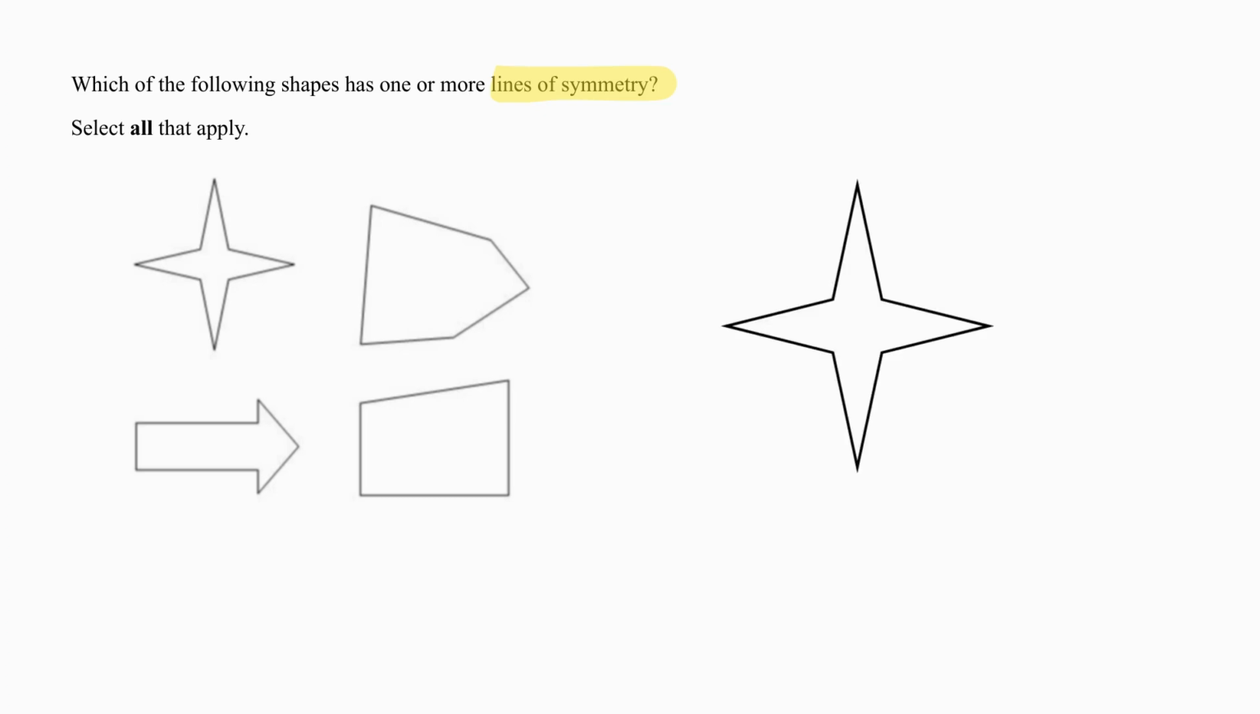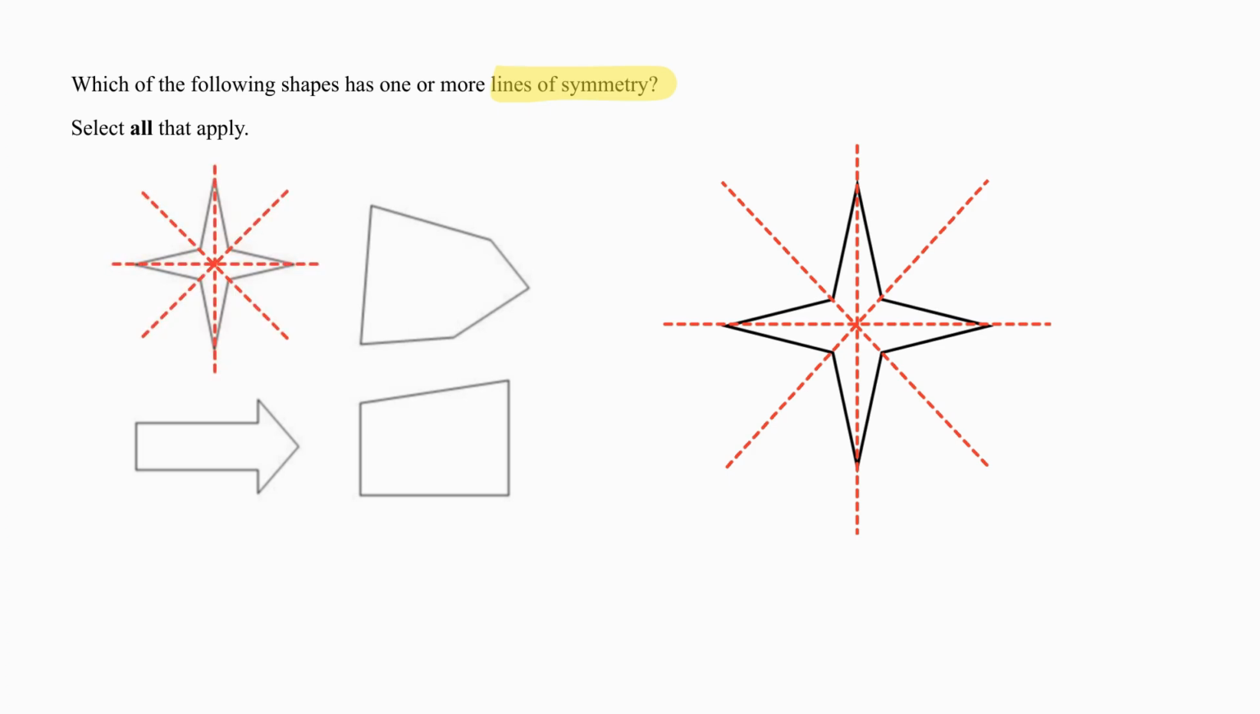Look at this 4-pointed star. Imagine drawing a line straight down the middle from the top point to the bottom point. If you folded it, would the left and right sides match? Yes. Vertical lines match perfectly. Horizontal lines match perfectly. It even has diagonal lines of symmetry. Therefore, this shape definitely has 1 or more lines of symmetry.